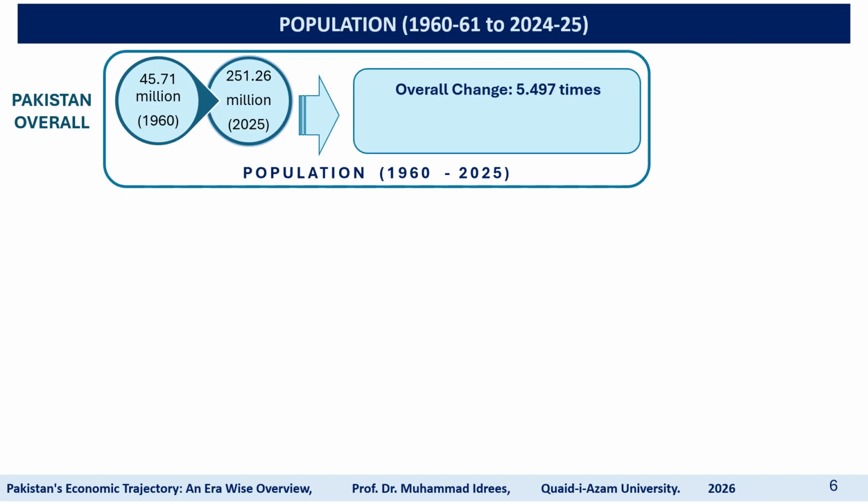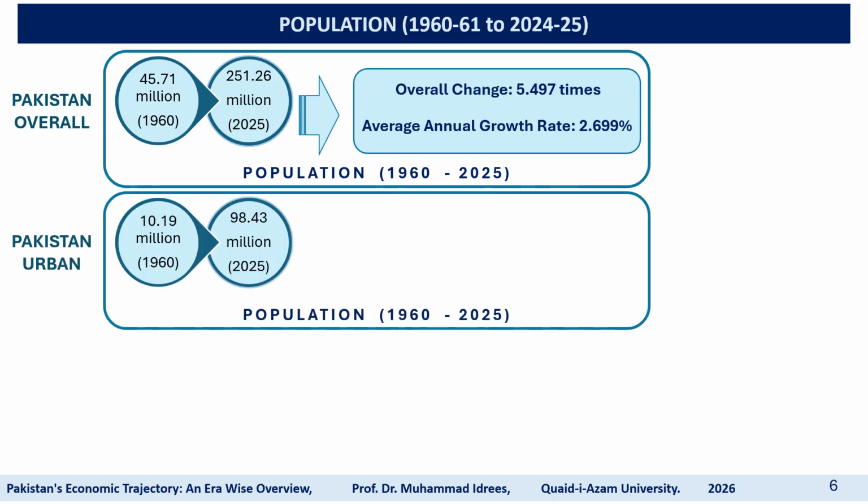This indicates that during the last 75 years, the population of Pakistan has increased 5.49 times, which is an average annual growth rate of 2.69. So during the last 75 years, the average annual growth rate of population in Pakistan was 2.69. Now we would like to compare it with the growth rate in rural and urban areas of Pakistan.